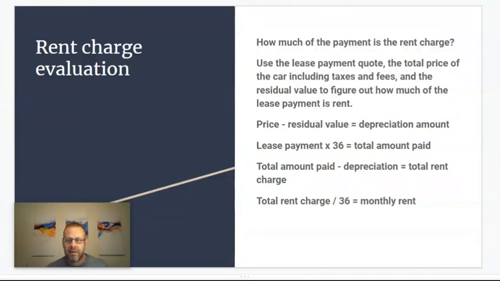You can then compare that monthly rent charge to whatever quote they gave you to see how much of this payment is this rent charge. And if it's a big portion of it, then it's going to be hard to find a good deal on that car, just because so much money is going to the bank or the leasing company out of that payment. And that's going to be happening a lot in the current market in early 2023.